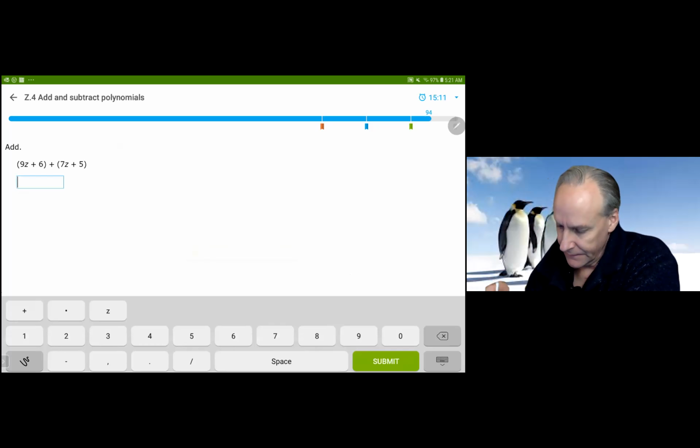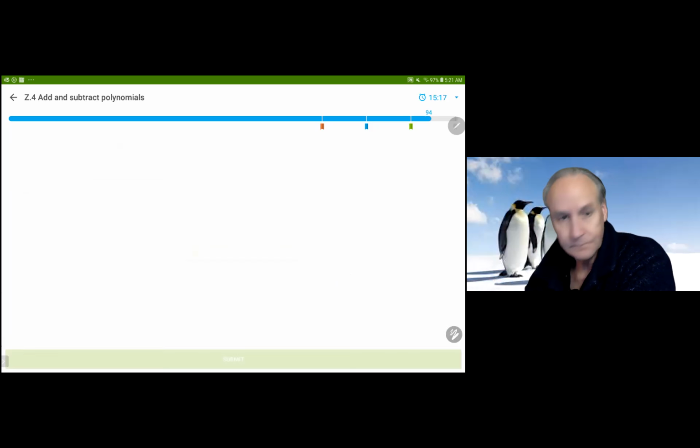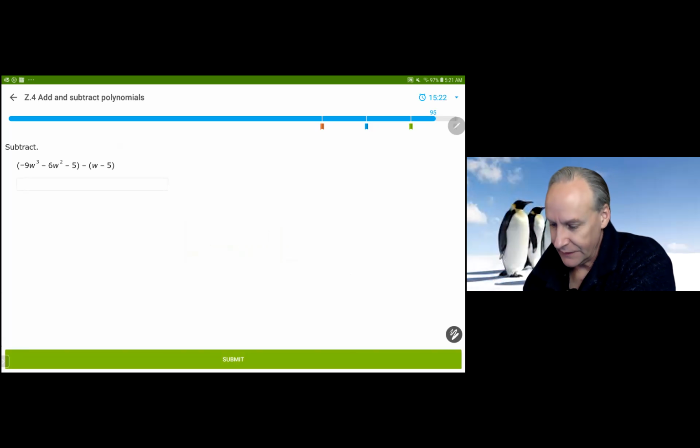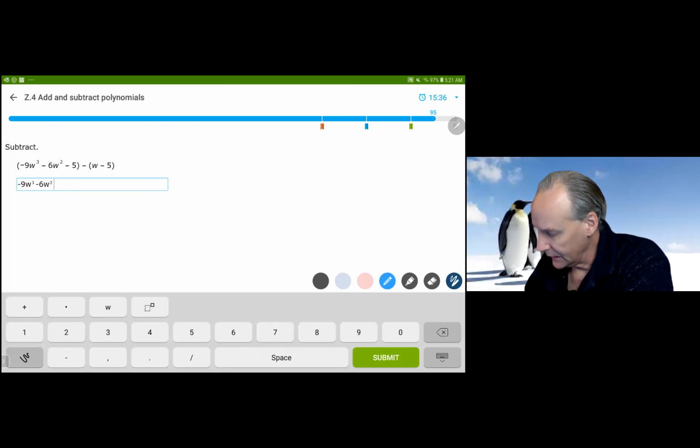We're adding these together. That's 16z plus 11. And we're distributing the negative. So we have a negative 9w cubed, and we have a minus 6w squared, and we have a minus w. Be careful. That negative does distribute. Plus 5. The 5 cancels with the negative 5, so we just have a minus w, and we're done.